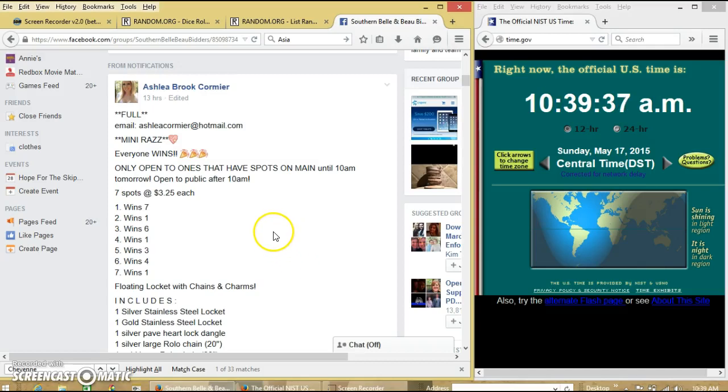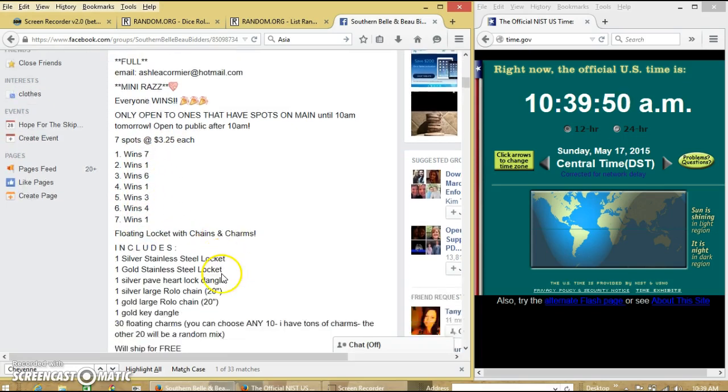Okay, y'all, we're going to run this mini for Miss Ashley. It is for the floating locket with chains and charms. We have 7 spots at $325 each, and I will read off who wins how many at the end.